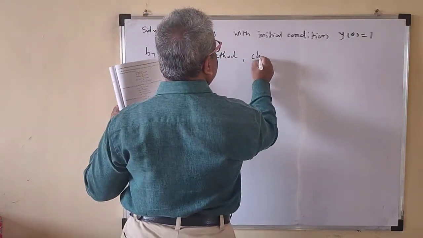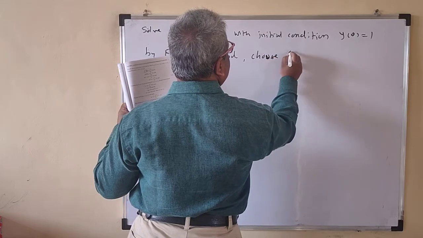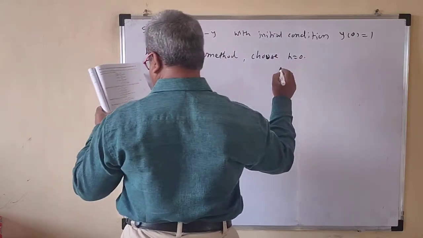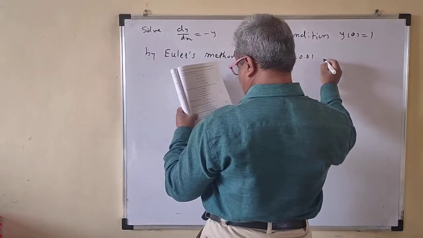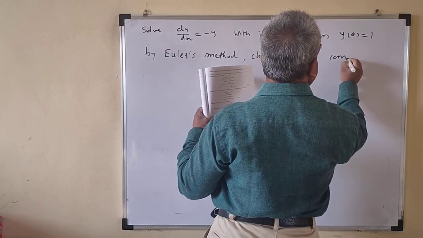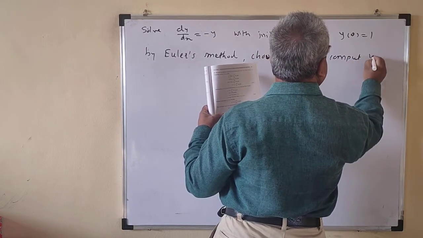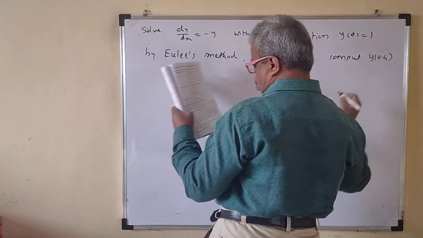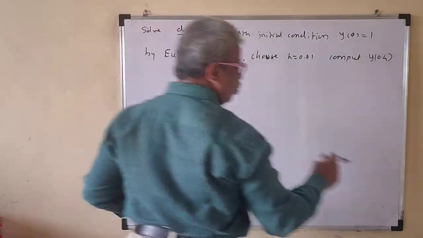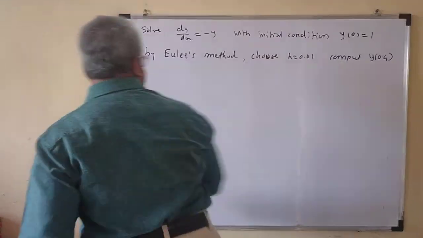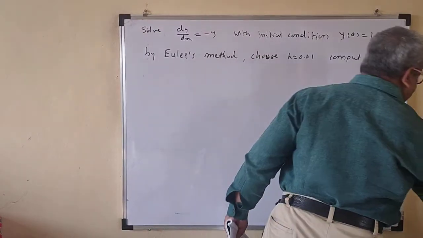Choose h equal to 0.01. Compute y of 0.04. So 0.04, it will be very difficult now, so it should be the 0.04.